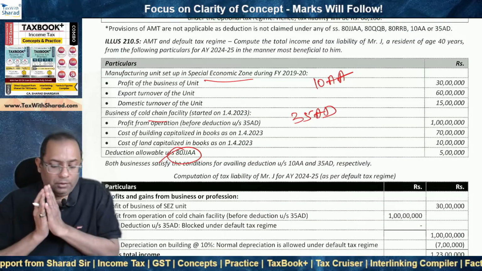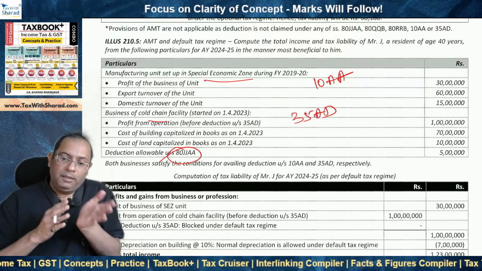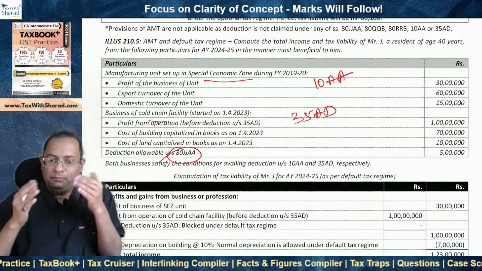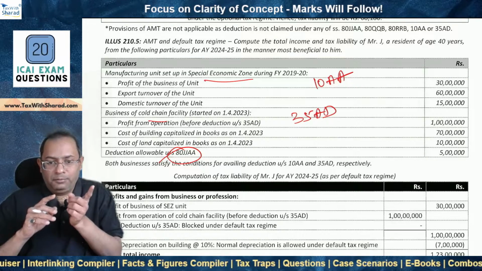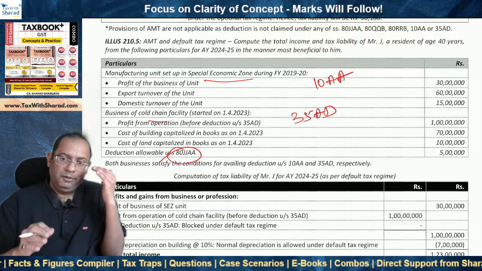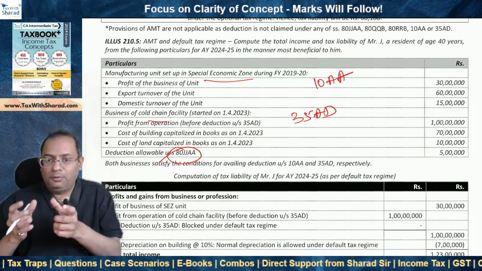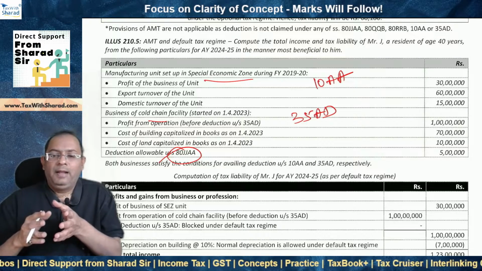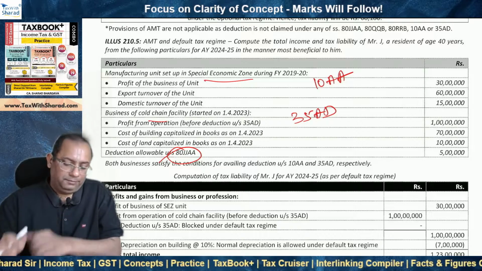So first we will make the computation under the default tax regime, and then we will make the computation under the optional tax regime. When we are making computation under the optional tax regime, within that computation we will make 2 computations. One as per the regular provisions and one as per the AMT provisions. So this is how you should approach. First, you make computation as per the default tax regime. Then you make computation as per the optional tax regime. Within optional tax regime, you make 2 computations, one as per the regular provisions and second as per the AMT provisions if AMT is applicable.